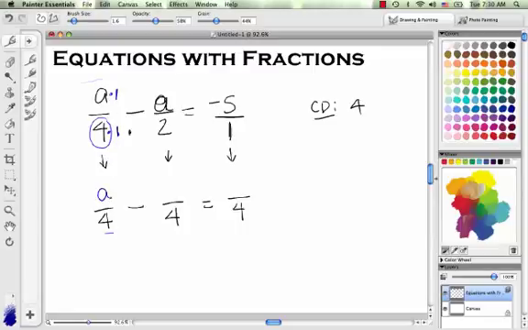Okay, let's look at the second fraction. I need to turn 2 into 4 with multiplying. 2 times 2 equals 4. And so if I multiply the denominator by 2, then I need to multiply the numerator by 2. Well, a times 2, I know we don't think about it this way. We don't think about a times 2, we think about it as 2a.